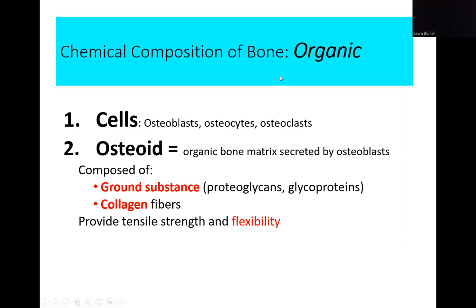Okay, so the chemical composition of bone, you have organic portions and inorganic portions. The organic portions include the cells and the osteoid. So the cells are the osteoblasts, osteocytes, osteoclasts, talked about those. And the osteoid is essentially all that matrix. It's the organic bone matrix secreted by osteoblasts that build up bone. It's composed of ground substance, which is mostly proteoglycans and glycoproteins. Right? So proteins and carbohydrate chains and proteins. Lots of collagen fibers, remember, because it's going to give that bone some flexibility and allow some compression.